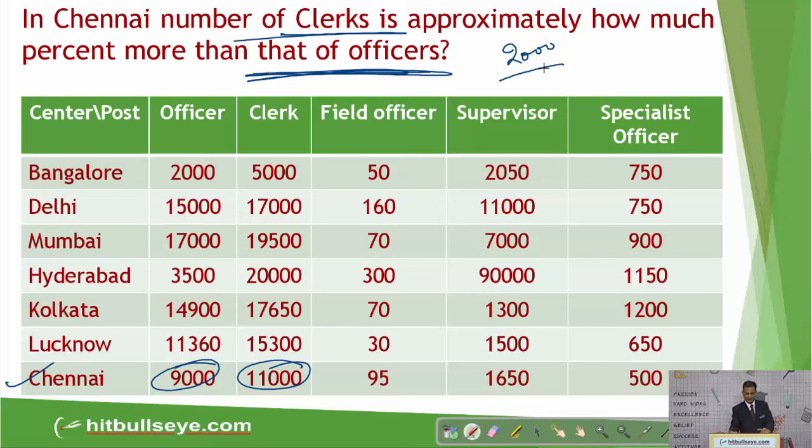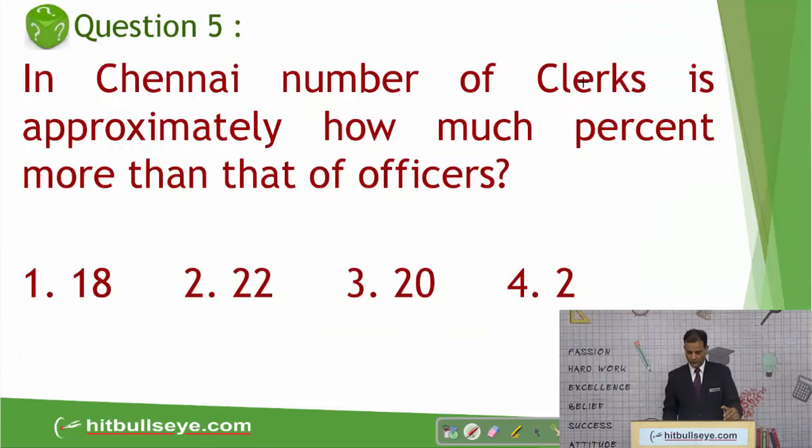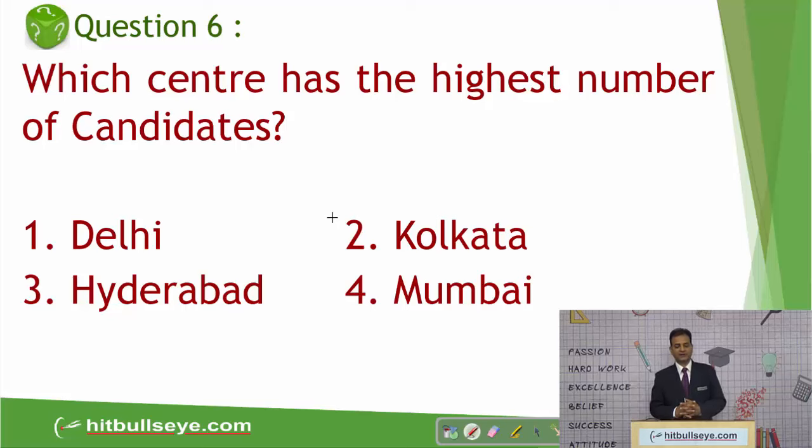So what are officers? Number of officers 9,000, into 100. So what is 2 by 9? If we are aware about the percentage chart, it is 22.22%. So what should be our answer? It is the second option, that is 22%, is the answer. Now next question, which center has the highest number of candidates?